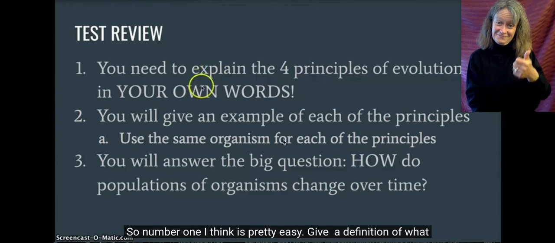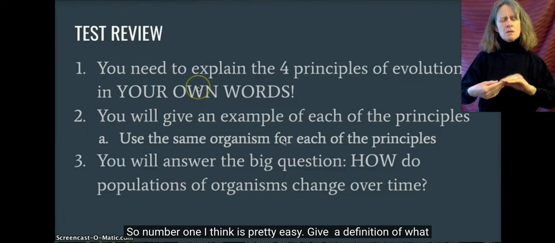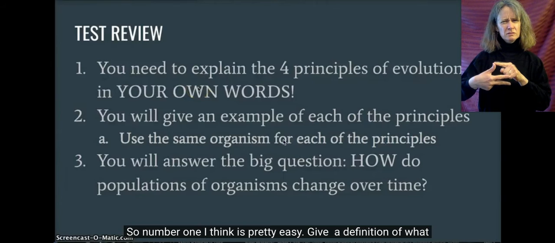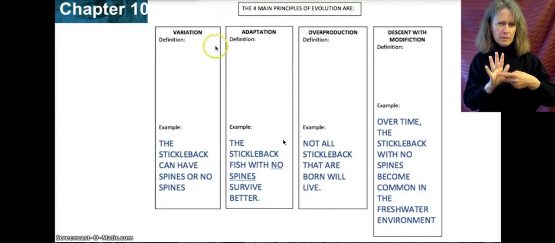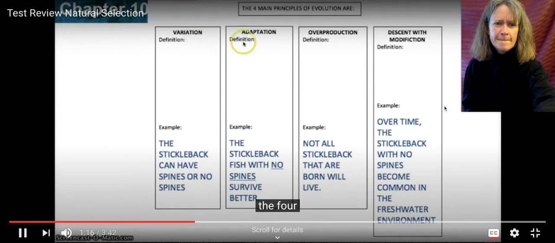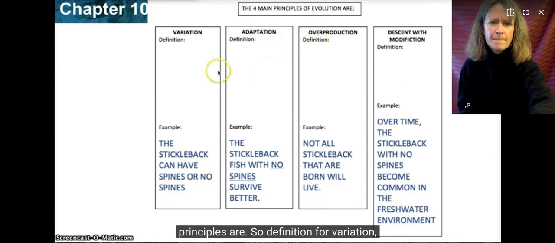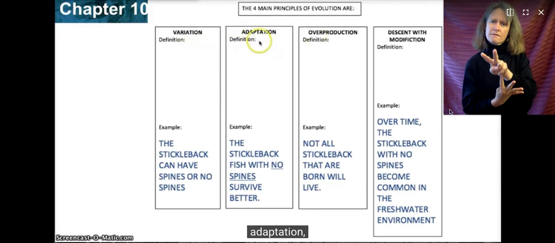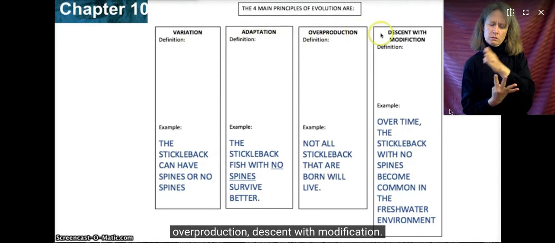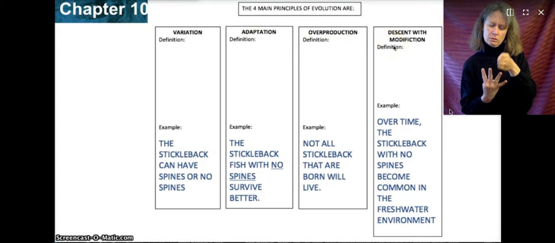So, number 1, I think, is pretty easy. Give a definition of what the 4 principles are. So, a definition for variation, adaptation, overproduction, descent with modification.